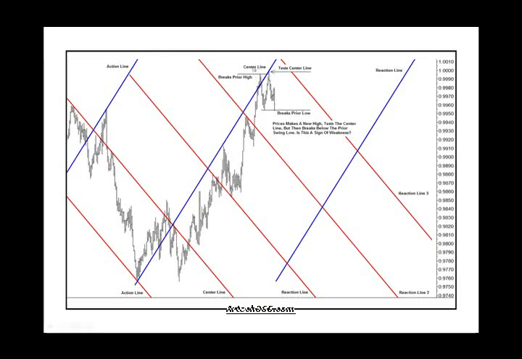Please let me in, please let me in, come on, give me a break. Can't get in. Comes back down. Look at it, try and bust the center line. I must get in. Can't get in. Takes out the prior low.